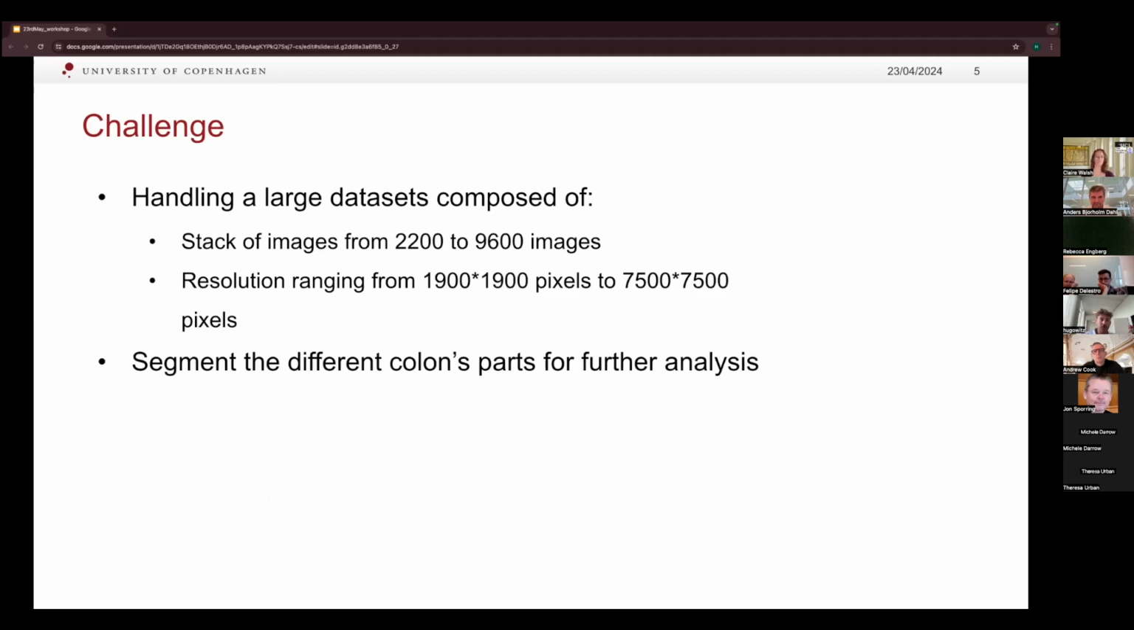So the challenge of this data set is mainly to handle the amount of data and the memory, for example, for 3D rendering. We basically have stacks of images ranging from 2200 to 9600 images, and the resolutions are ranging from 1900 squared to 5500 squared. The other challenge is to segment the different parts of the colon for our future statistical analysis of the vessel density.